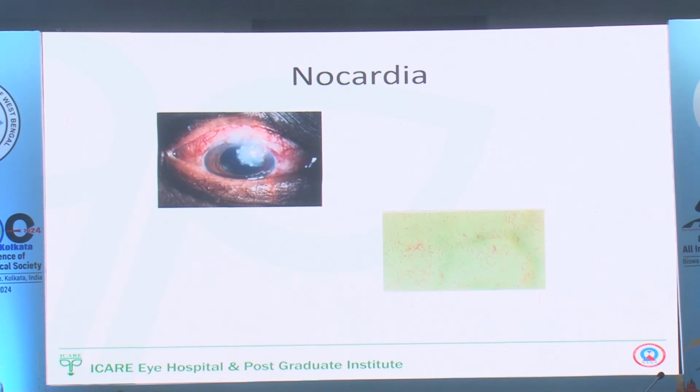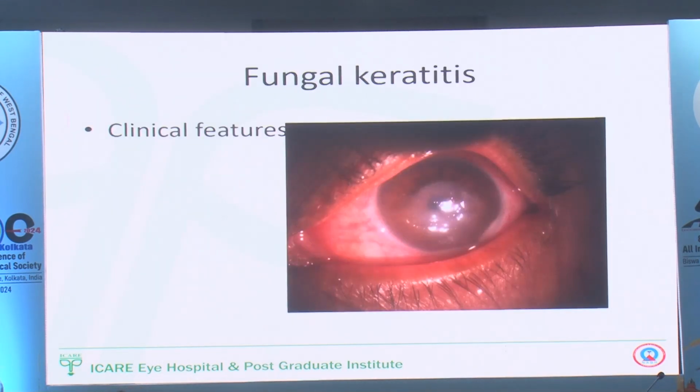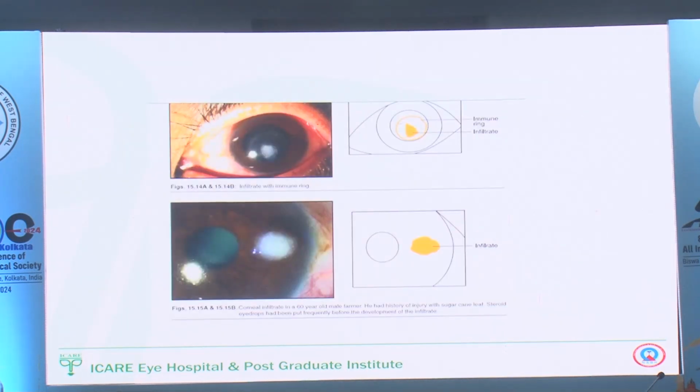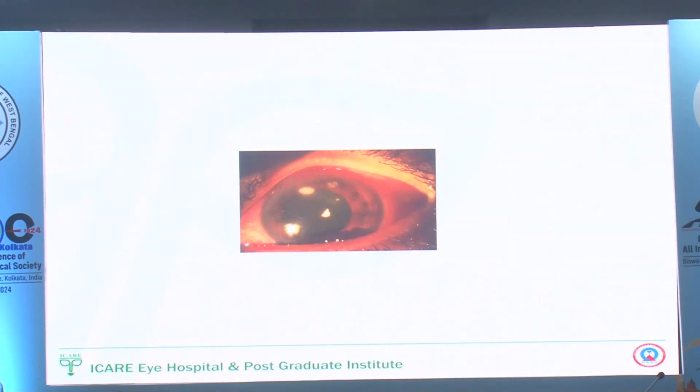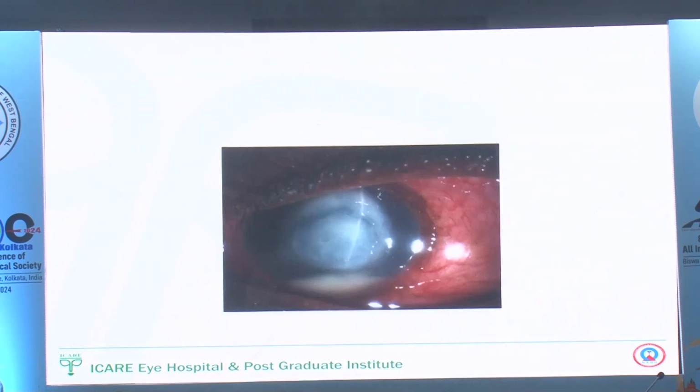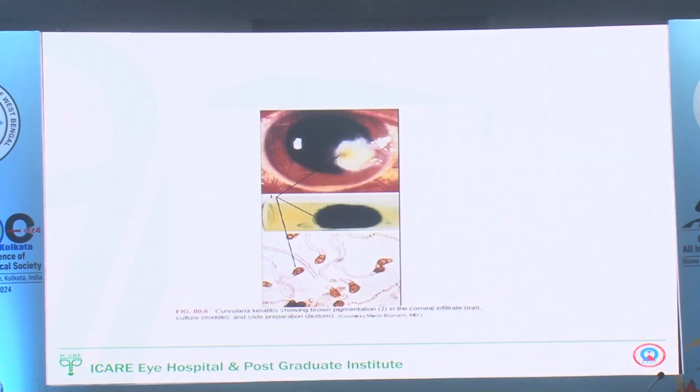Nocardia, you can see peripheral pinhead-shaped dots, which are filamentous beaded bacilli you can see on scraping. Fungal keratitis, traditionally known as dry infiltrates, and here you can see various kinds. Here in a contact lens user, you can see 2 infiltrates with a satellite lesion. Here was another patient who presented like this with a large fungal keratitis.